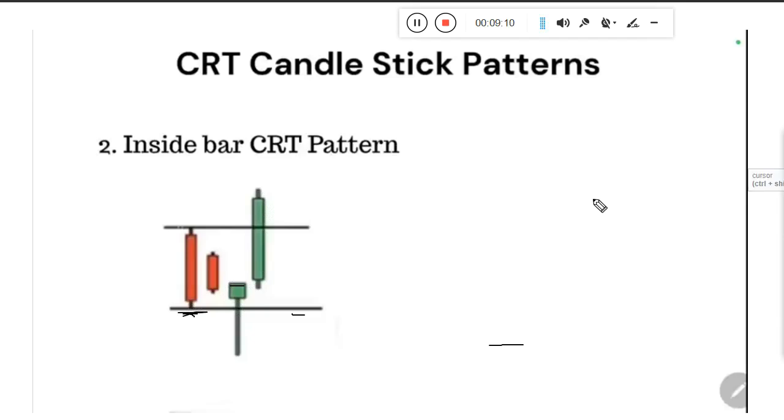So in common sense terms, this is what we are saying: the first candle is your accumulation, the second candle is your manipulation, and the third candle is your distribution. That's what we are saying in simple layman's terms.